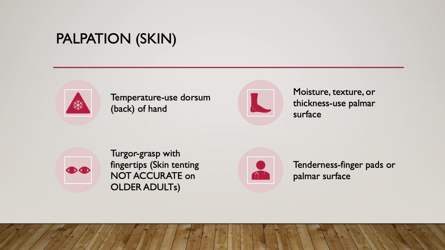When you palpate, you're going to use different parts of your hand to detect different characteristics. For example, to determine the temperature of the skin, you're going to use the dorsum of your hand, which means the back side of your hand. When you are assessing for moisture, texture, or thickness, you're going to use the palmar surface of your hand. When we test for skin turgor, we grasp the skin with our fingertips. It's a pinching motion. And to determine tenderness, we palpate with finger pads or the palmar surface.